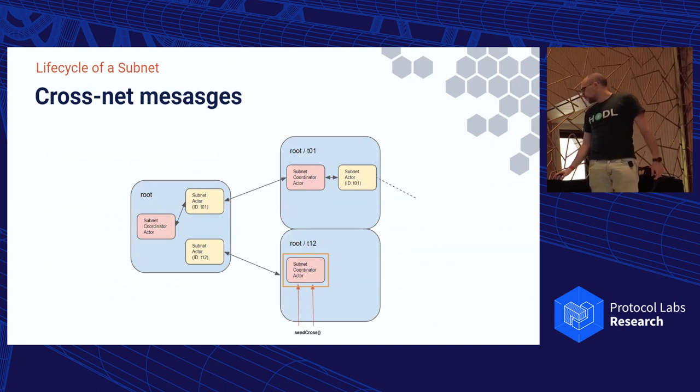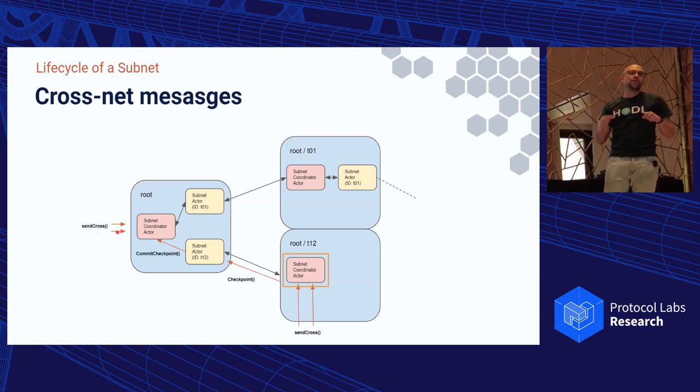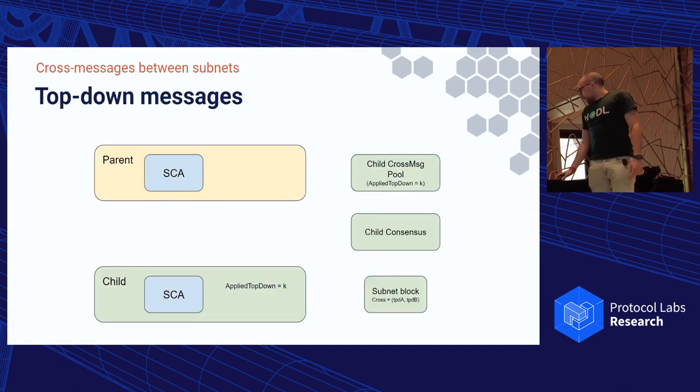So if we had to send a bottom-up, we will go to the SCA in the subnet, and we will checkpoint in the top and then commit it. And then the top-down is the same way, the same cross from the subnet from which you want to send the cross message. And the actual commitment is done.